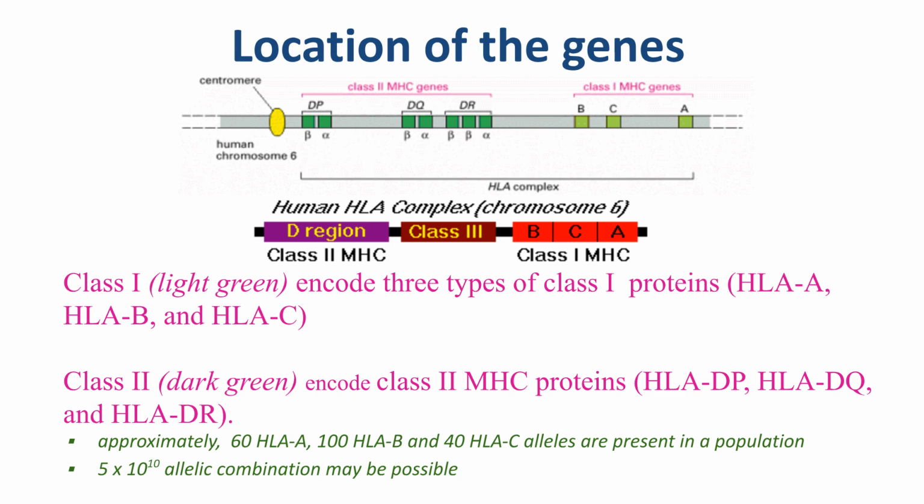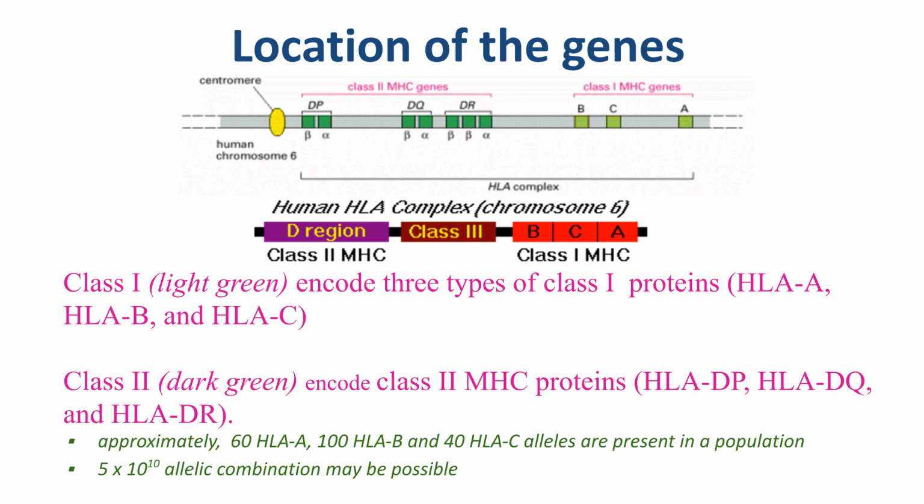The MHC gene complex is located on the short arm of chromosome 6 and spans approximately 3.6 million base pairs, making it one of the most gene-dense regions in the human genome. Class I genes, shown in light green, encode 3 types of Class I proteins: HLA-A, HLA-B, and HLA-C. These are expressed on all nucleated cells and present endogenous antigens to CD8-positive T cells.